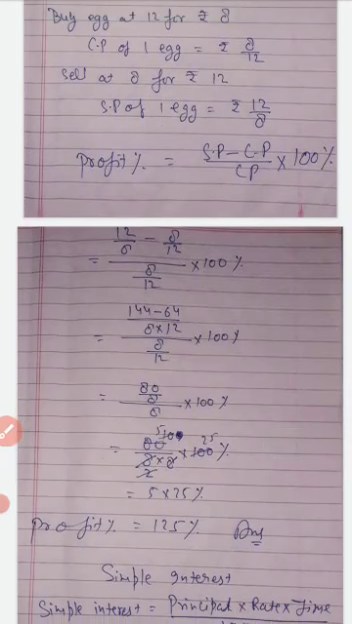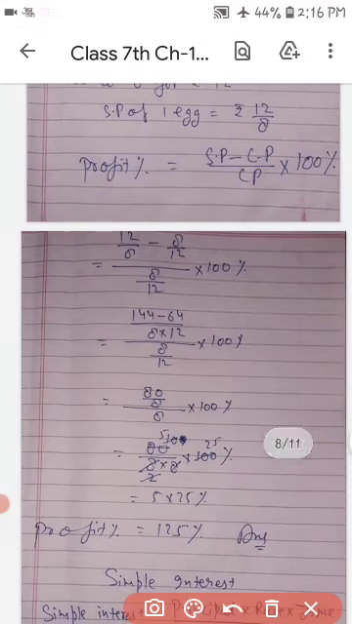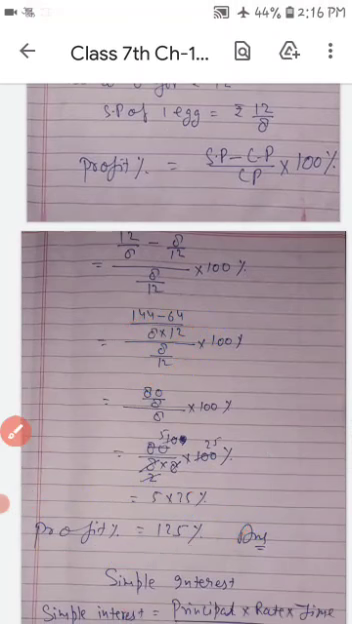Now first of all taking the LCM. LCM of 8 and 12. Now 12 is cancelled. Now 8 multiplied by 8 equal to 64. It is divided by 80. 8 10s are 80. 2 4s are 8. 2 5s are 10. Cancel out the values. Now the answer is profit percent is equal to 125%.